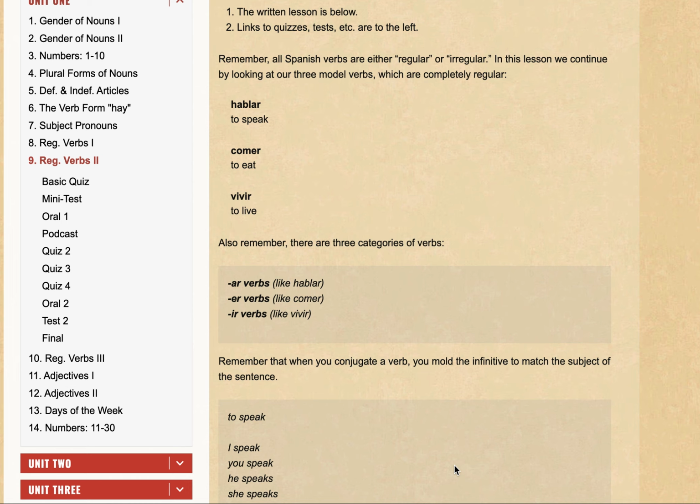The fourth one is, I think we looked at it yesterday, vosotros. So vosotros is you all, right? And this is used in Spain. And this has 3 different forms.